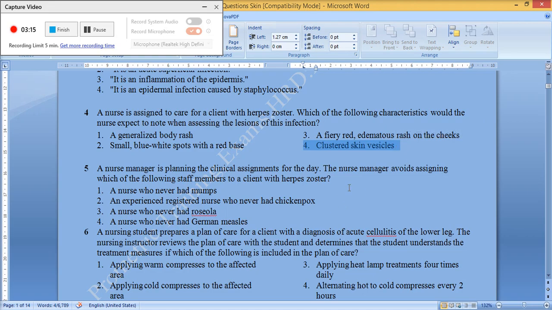Answer 2. An experienced registered nurse who never had chickenpox.